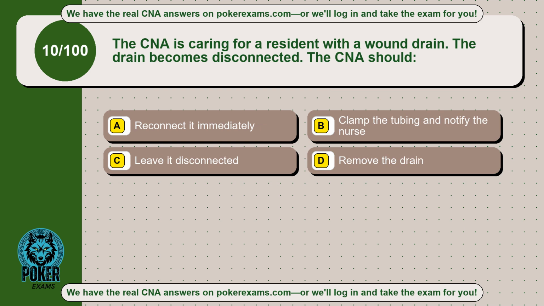Question 10. The CNA is caring for a resident with a wound drain. The drain becomes disconnected. The CNA should: Option A. Reconnect it immediately. Option B. Clamp the tubing and notify the nurse. Option C. Leave it disconnected. Option D. Remove the drain.